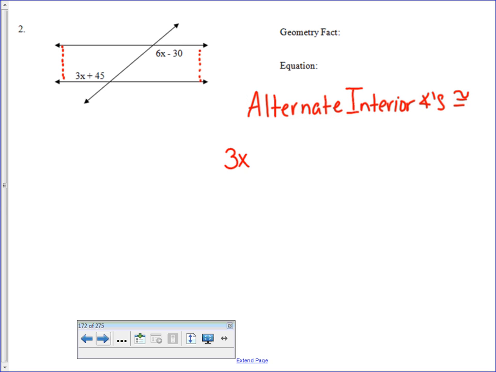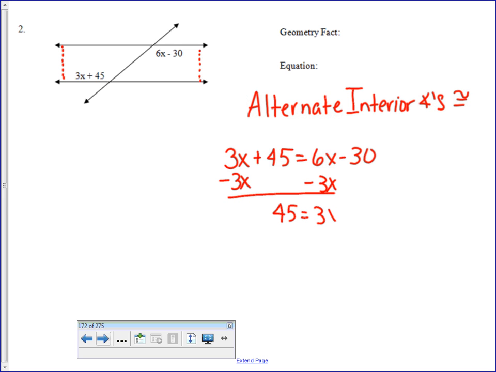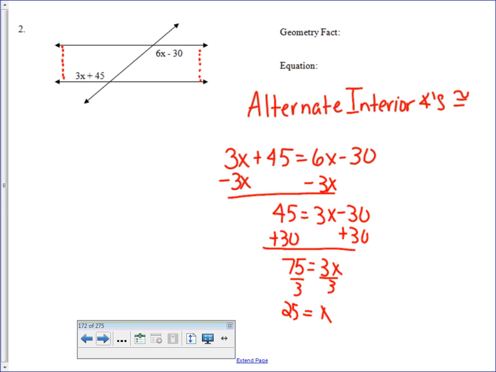Now I'm going to write out my equation. 3x plus 45 is equal to 6x minus 30. And again, please get your variables to one side. And I'm going to have 3x minus 30 is equal to 45. Add my 30 to both sides. I get 75 to equal 3x, divide both sides by 3. And I get x to equal 25.